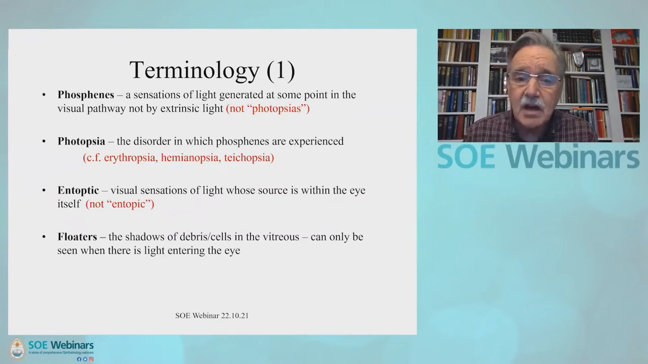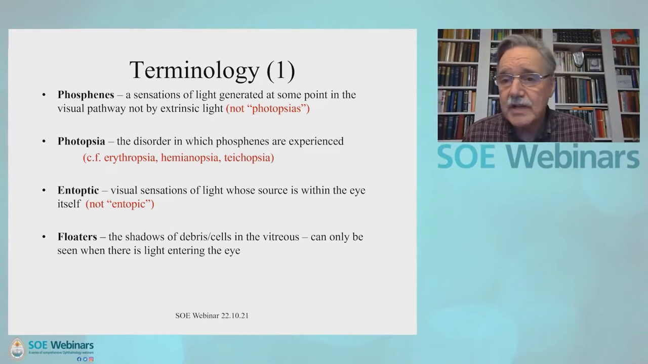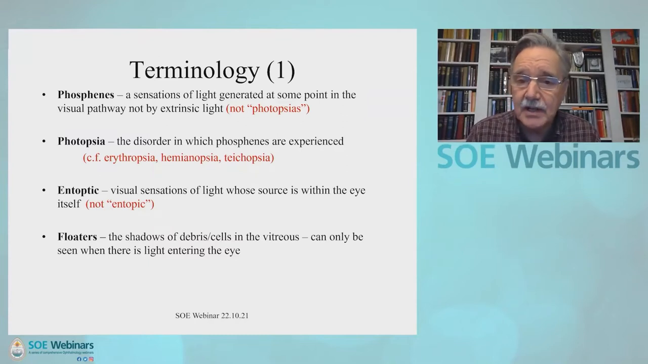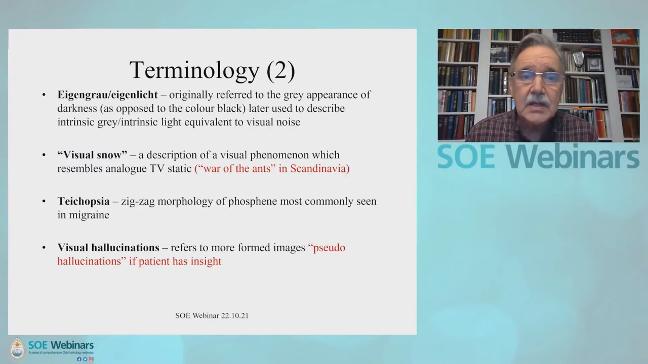Floaters, on the other hand, are the shadows of debris or cells in the vitreous on the retina, and these can only be seen when there's light entering the eye. The eigengrau or eigenlicht refers to the spontaneously generated appearance of grayness that we all have in the absence of light, which is not the same as the color black.